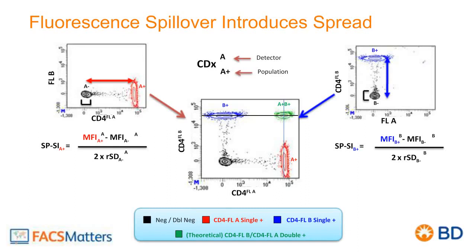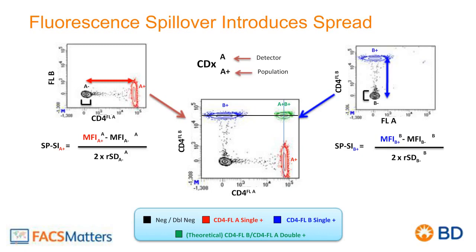So think of it this way. Think of two colors we have, fluorescence A and fluorescence B, and we can look at single positive stains. We're going to use CD4 here, and we can look at the spillover, what we call the single positive stain index. And we talked about the stain index in the last lecture. So basically, it's the difference between the positives and the negatives divided by 2 times the RSD of the negatives. And we can look at that in either dimension, either in the fluorescence A or the fluorescence B.